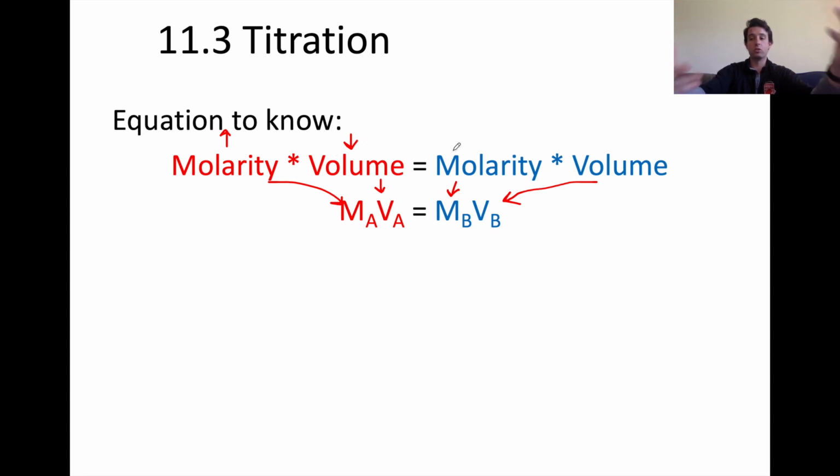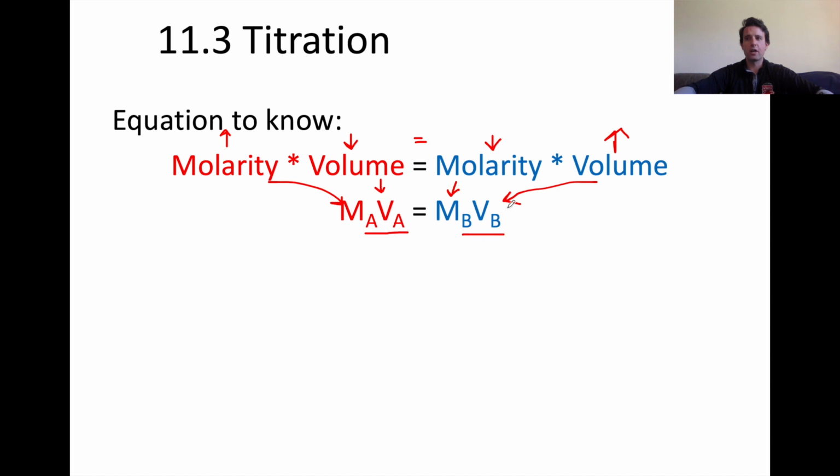Now, if you have a super concentrated solution with a little volume, in order to make that equal with a not very concentrated solution, a dilute solution perhaps, you would need a lot more volume to have the same moles of each. So what we do in a titration, you'll notice molarity and volume here are in red versus molarity and volume are in blue, is we try and equalize the amount of acids and bases.